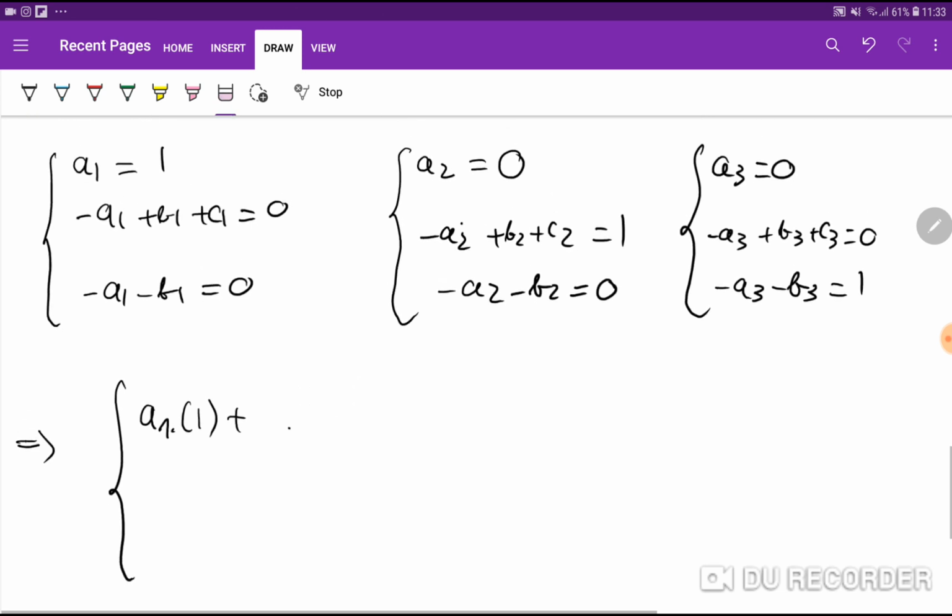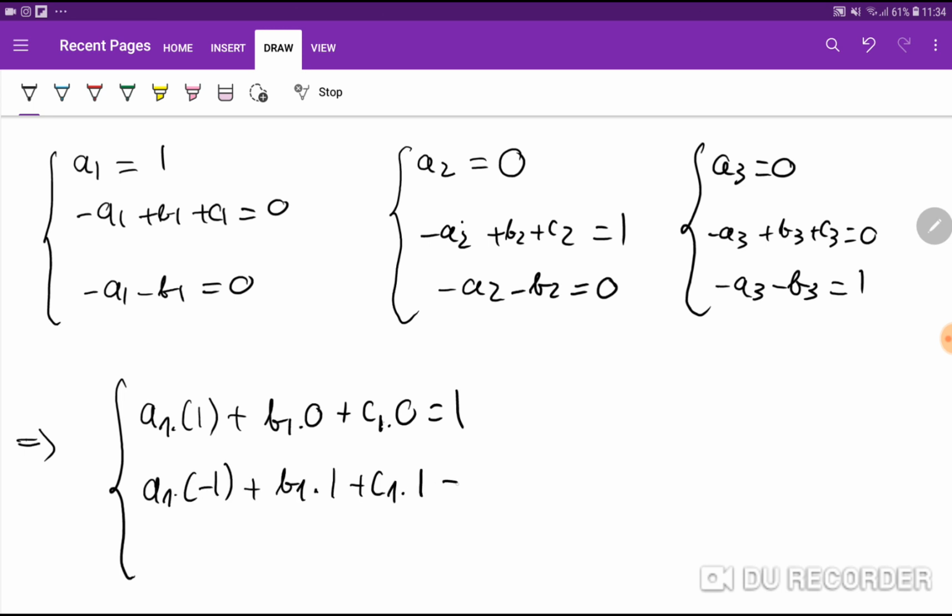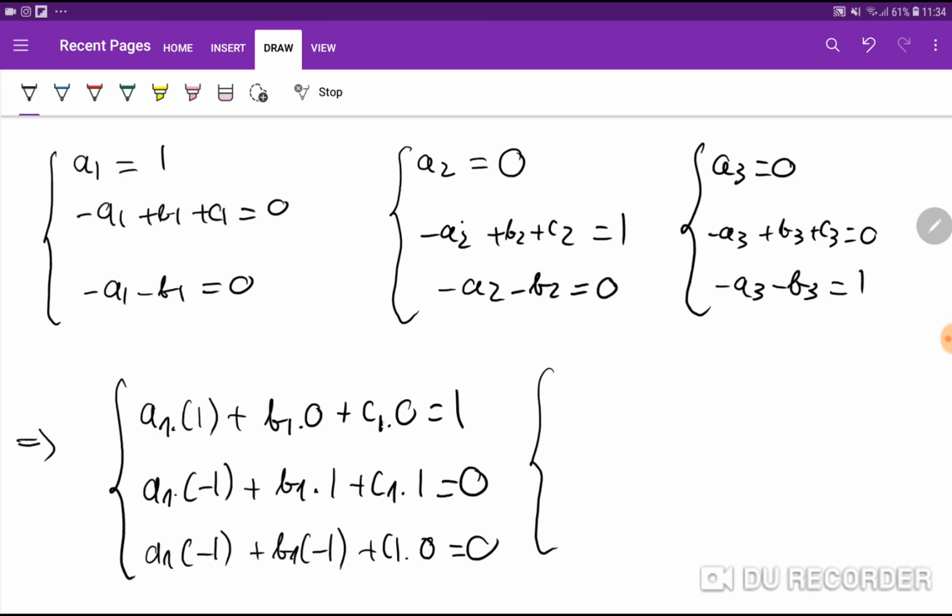You have 3 systems. Our goal is to solve for all the letters. So A1 times 1 plus B1 times 0 plus C1 times 0 equals 1. A1 times negative 1 plus B1 times 1 plus C1 times 1 equals 0. A1 times negative 1 plus B1 times negative 1 plus C1 times 0 equals 0. I'm going to write in terms of matrix, and then I'll explain why I write like that.